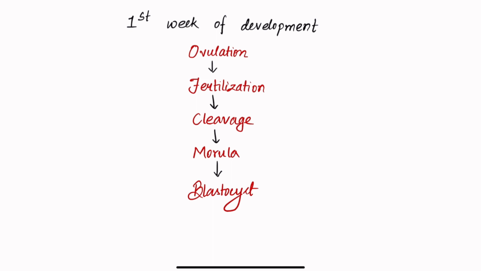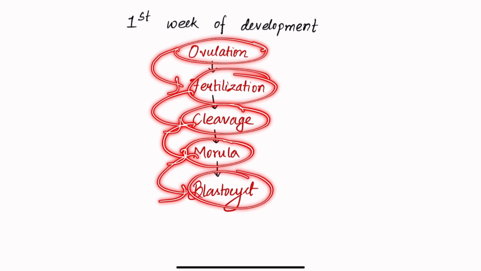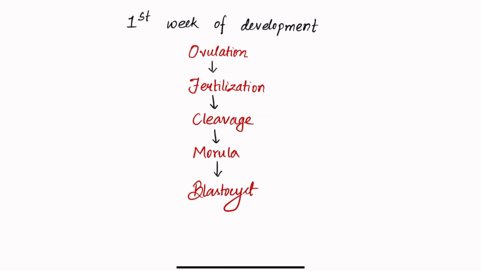multiple times, and that's what we call cleavage. Morula formation, that is when the formation of morula takes place, and blastocyst formation, that is when the formation of blastocyst takes place. So first there's ovulation, then fertilization, then cleavage, then morula formation, and finally the formation of blastocyst. So the first week of development ends with the formation of blastocyst.